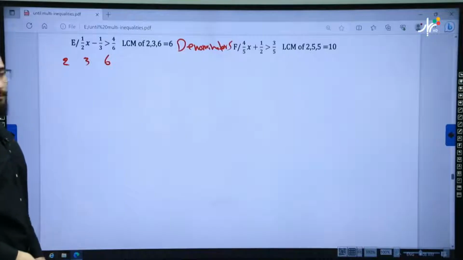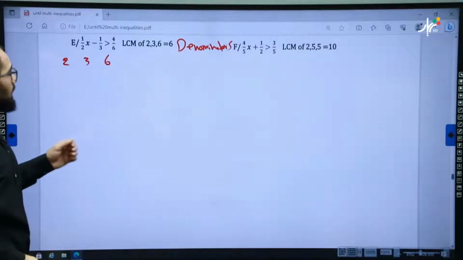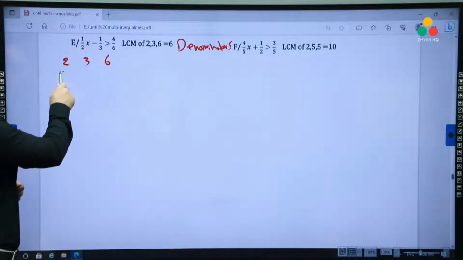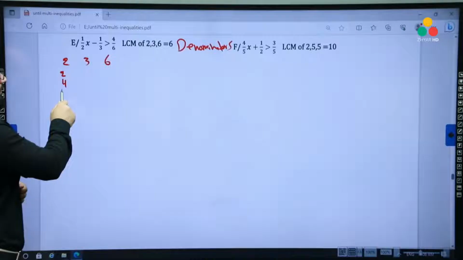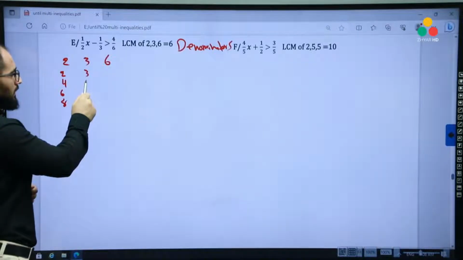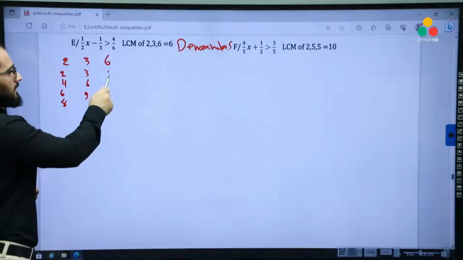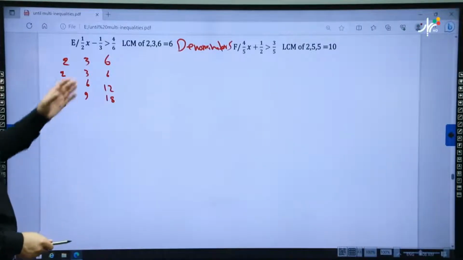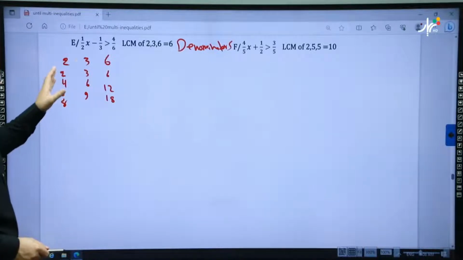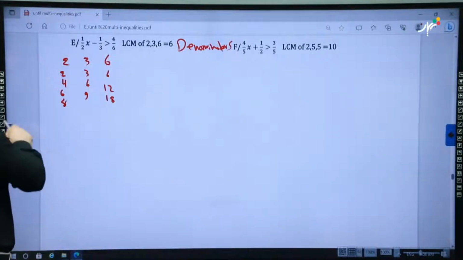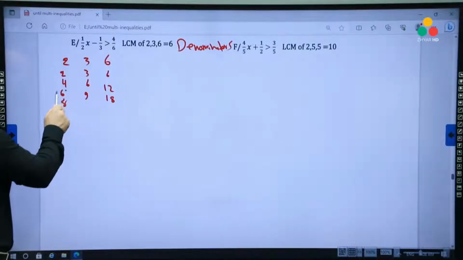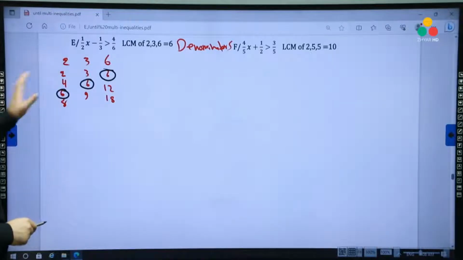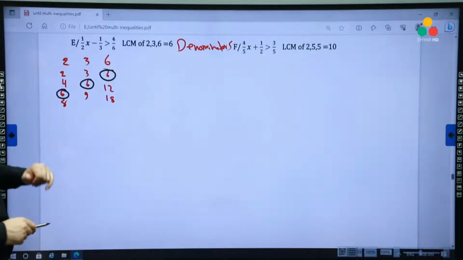Then we have to get rid of the denominators. How to do it? We should find the LCM. What is the LCM? Write the multiples of 2: 2, 4, 6, 8. 3, 6, 9. 6, 12, 18. Which number is the smallest repeated one? The smallest number repeated in all of them. So we have 6, 6, and 6. So the LCM of 2, 3, 6 is 6.